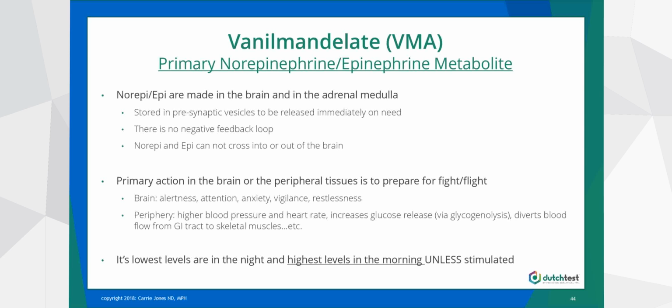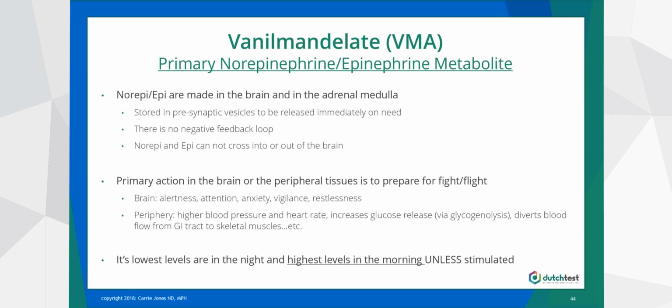They should not be able to cross the blood-brain barrier. Now, the primary action is fight or flight. We know this. It's alert, attention, anxiety, vigilance, restlessness. It gears you up. It raises your blood pressure. It raises your blood sugar with glycogenolysis. It diverts things away from the GI tract out to the periphery, the skeletal muscle, because the point's to run.